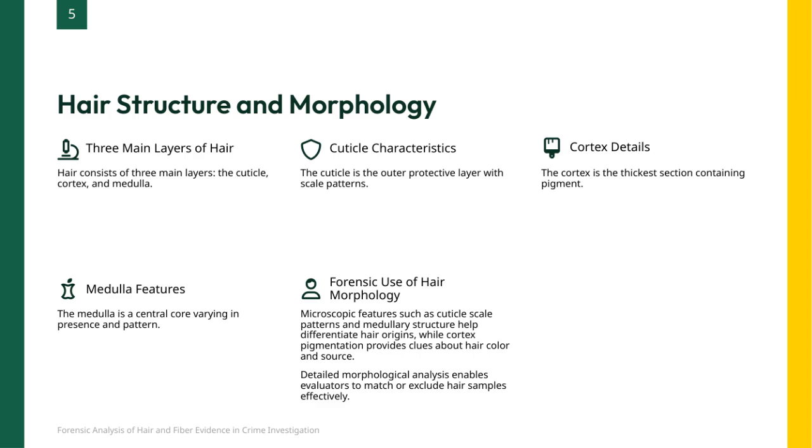The scale patterns of the cuticle and the structure of the medulla can help differentiate whether the hair comes from a human or an animal and even identify specific characteristics related to the species. Meanwhile, the pigmentation in the cortex gives valuable information about the color and origin of the hair. This detailed morphological analysis allows forensic experts to effectively compare hair samples, helping them either connect a suspect to a crime or rule out involvement.